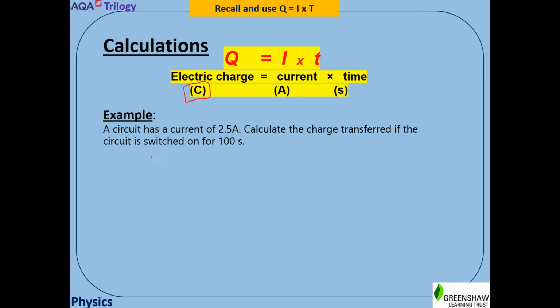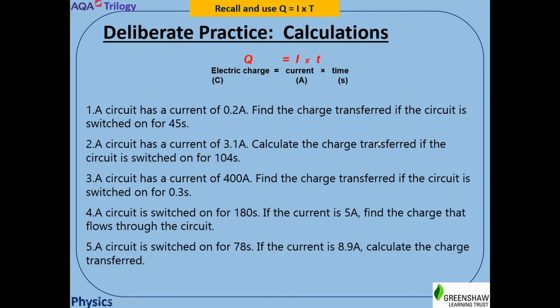So when we do a question like this, we write our equation down. Q equals I times T, and that equals 2.5 times 100, which is of course 250 coulombs. That is our answer. That is as simple as it needs to be. I want you to pause the video and do these 5 questions exactly like that.